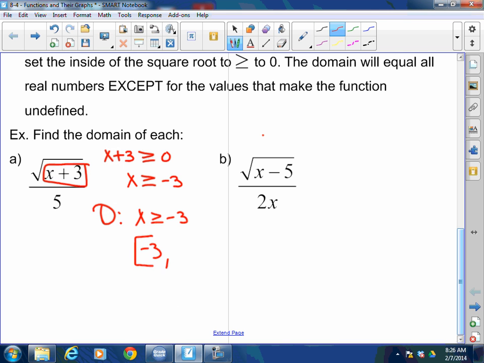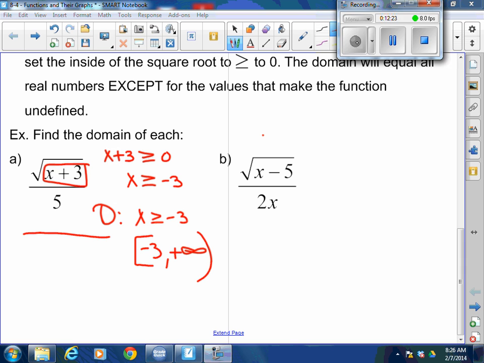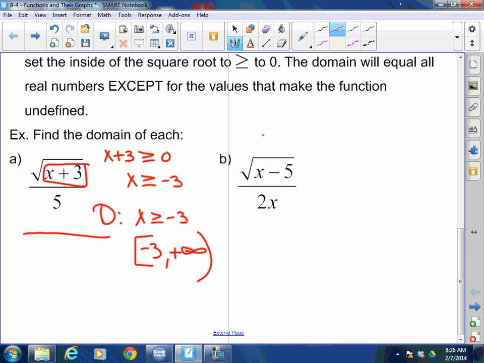Bracket, negative 3 to positive infinity. If you can't picture it, graph it. Okay, yes sir.